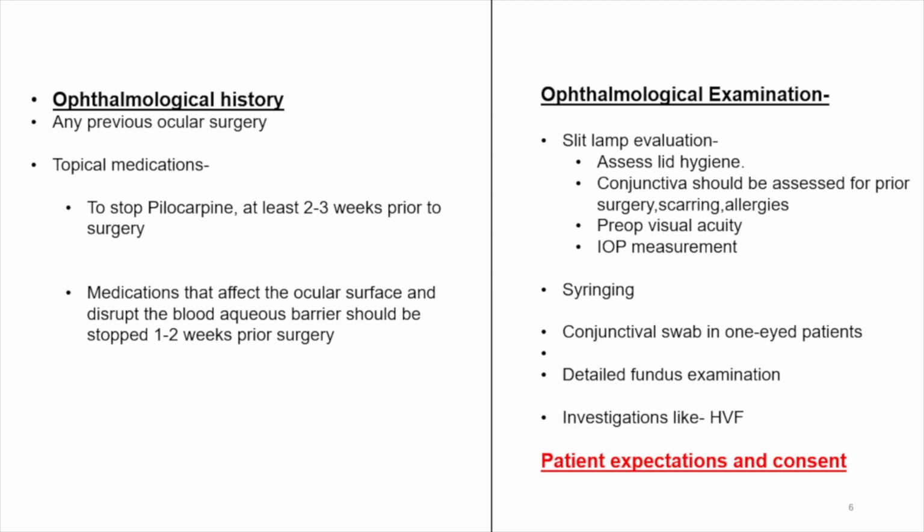In the ophthalmological examination, the anterior segment should be thoroughly examined under the slit lamp to assess lid hygiene. Conjunctiva should be assessed for prior surgery or any scar. Pre-op visual acuity should be measured. IOP should be measured using Goldmann applanation tonometer. Syringing should be done. Conjunctival swab should be done in one-eyed patients. Detailed fundus examination and investigations like visual fields should be done. Patient expectations should be discussed, and proper informed written consent should be taken prior to the surgery.